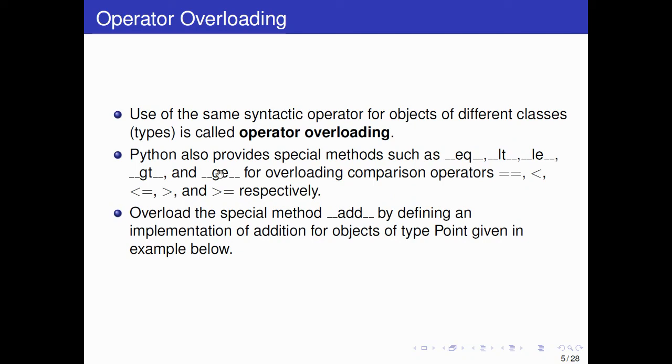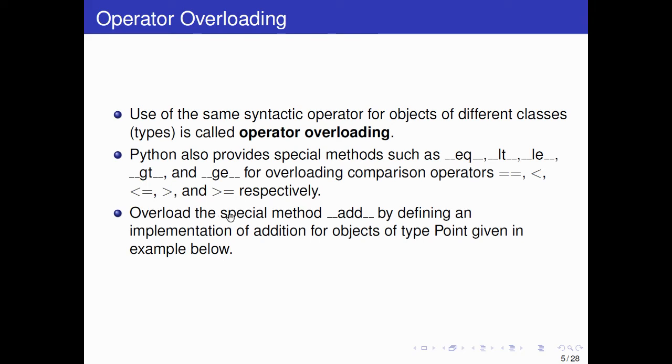So similarly, LE is less than equal to, GT is strictly greater than, and GE is greater than equal to. For overloading comparison operators, check: double equal for equal, then less than, less than equal to, greater than, and greater than equal to, respectively. Okay.